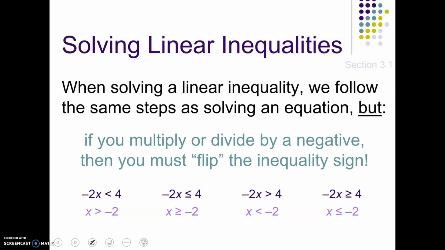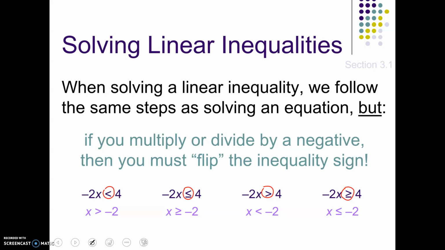If we ever multiply, or in most cases in these examples, when we divide by a negative number, the inequality sign ends up flipping. So I have 4 different inequalities written down here comparing negative 2x with 4, and I'm just showing 4 of these to show the different kinds of inequalities. So I've got a less than symbol, I have a less than or equal to, I have a greater than, and I have a greater than or equal to.